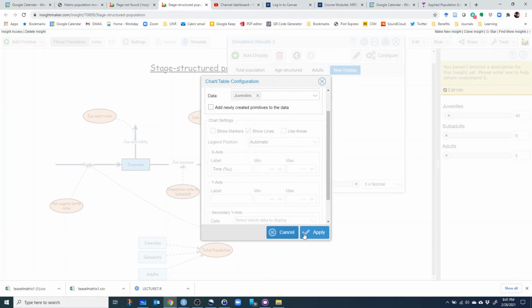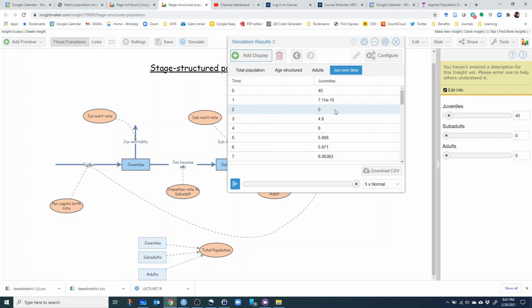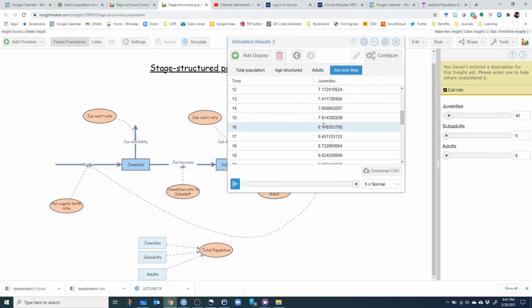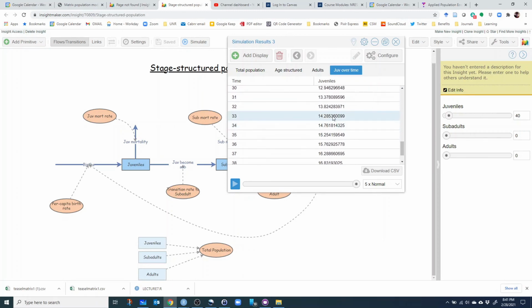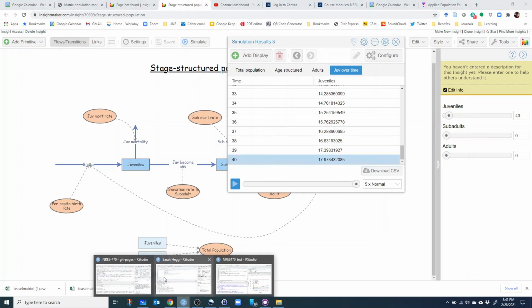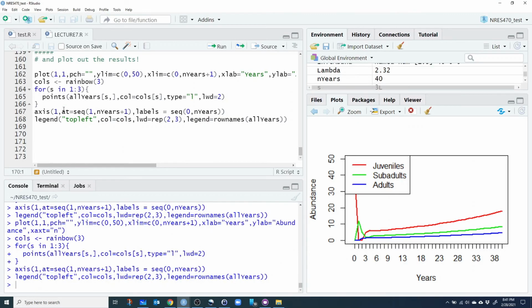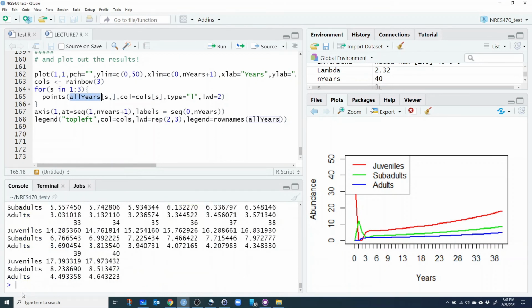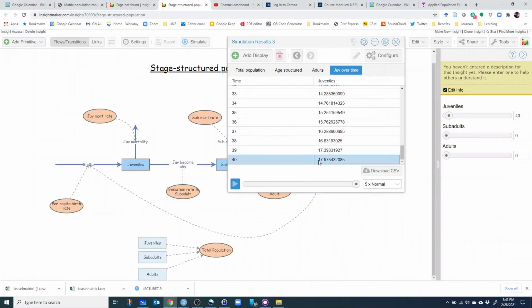All right. And I will apply. So now we see that we start off with 40 juveniles, we get to a very low number, and then it starts to go up after it gets into stable age distribution, and we end up with 17.97. Let's see if that matches what we see in R. So if we look at this all years, and specifically we want to look at juveniles, 17.973 juveniles after 40 years, 17.973.